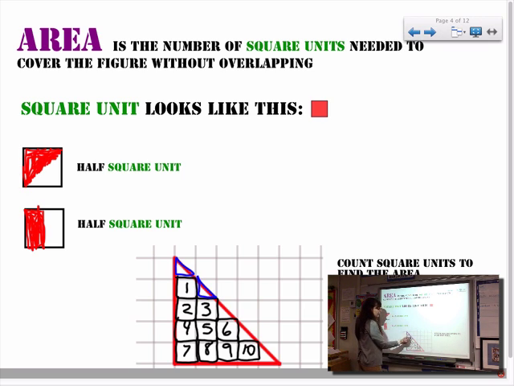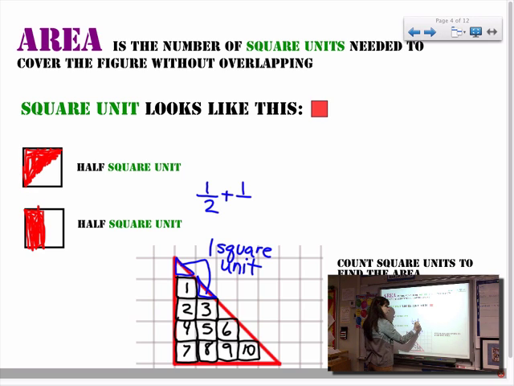When we combine two halves, we get a whole. So this half a unit and this half a unit combine together to make one square unit. And remember that this is because half plus half equals one whole square unit.